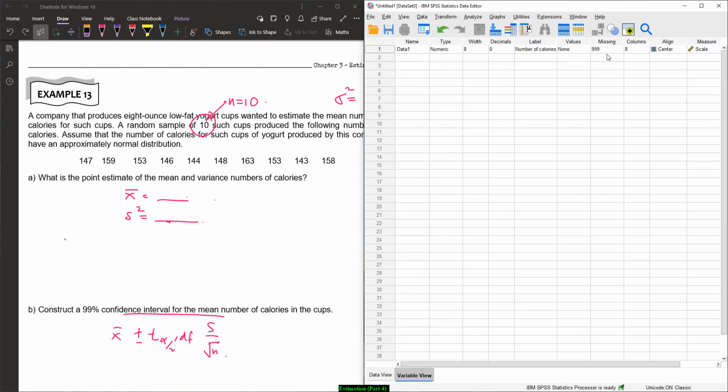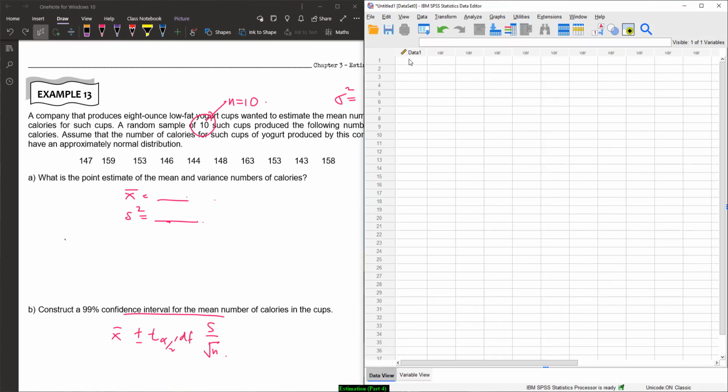So once you're done with the variable definition, then we need to go to data view, right? Data view and start key in the data. 147, oops, 147, 159, 153, 146, 144, 148, 163, 153, and this is 143, and last is 158. So overall we have 10 observations lah, 10 data. So as indicated in SPSS, dalam example number 13, we only have 10 data, so sama lah.